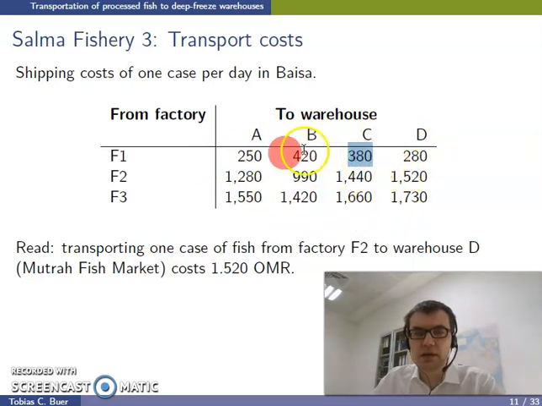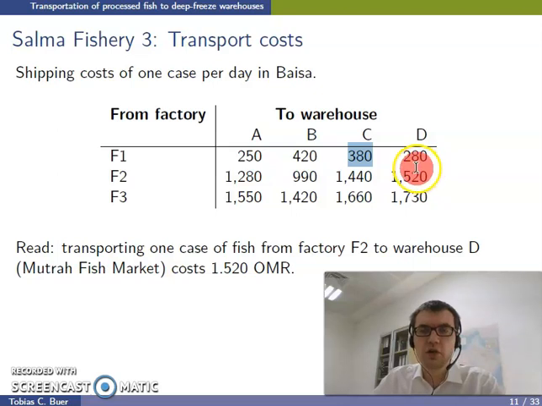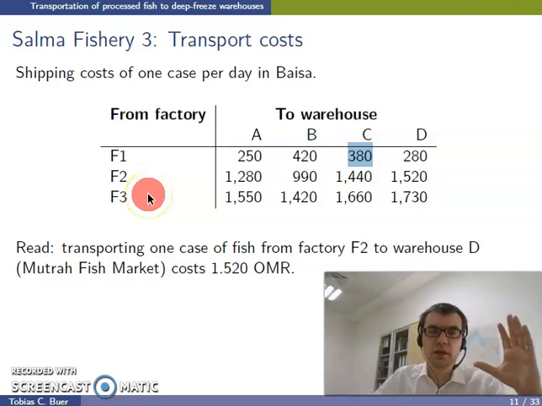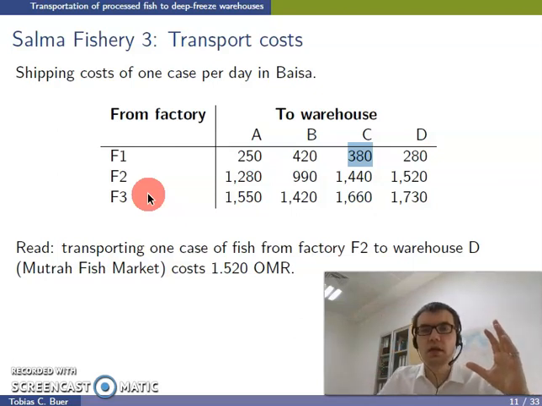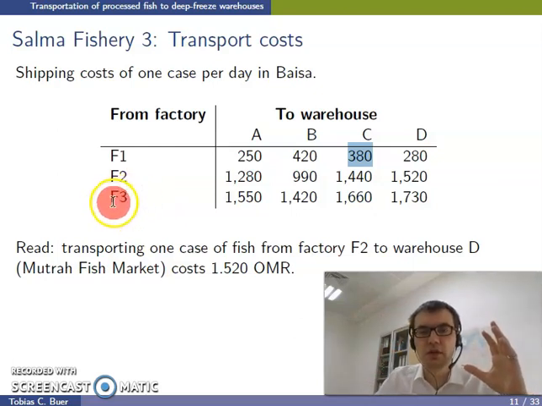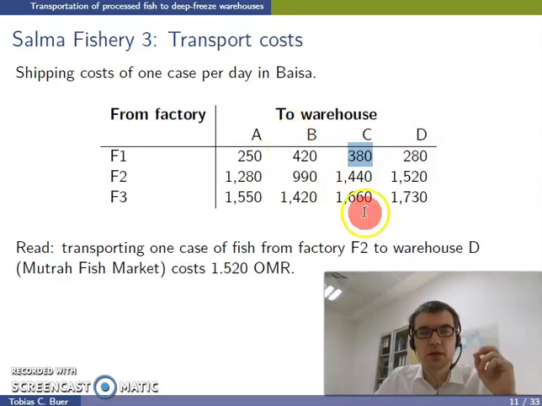Why are the prices different for transporting a case of fish? Of course, the prices mainly depend on the distance between a factory and a warehouse. This is the main cost driver, though it appears that the distance between F3 and D is quite high, at least compared to the distance between F1 and D. Factory F1 seems to be closer to our customer D. Well, these are the prices.